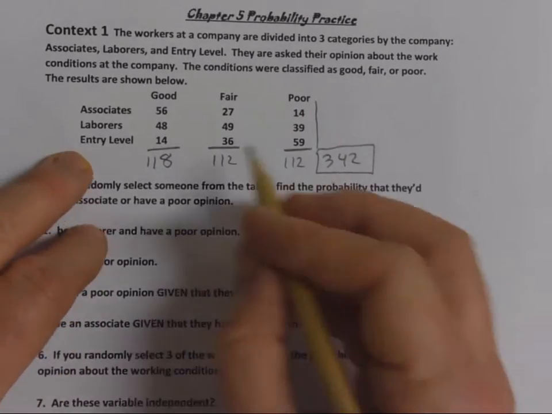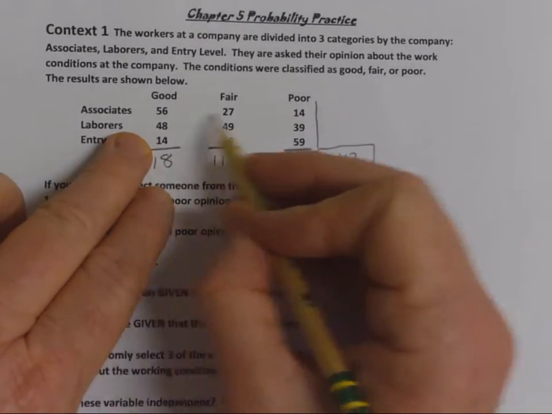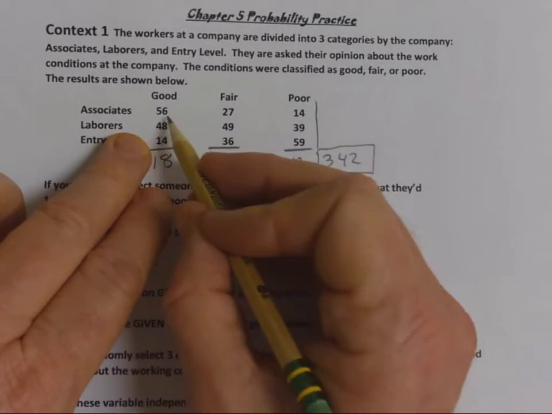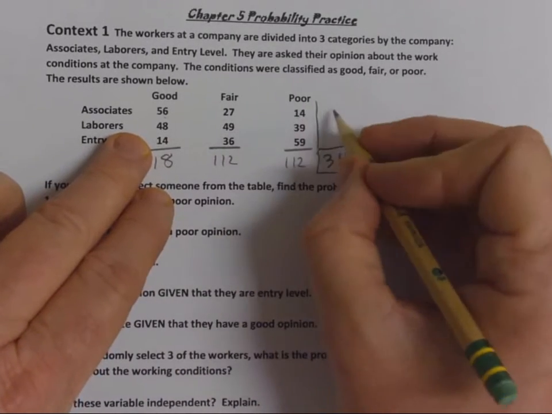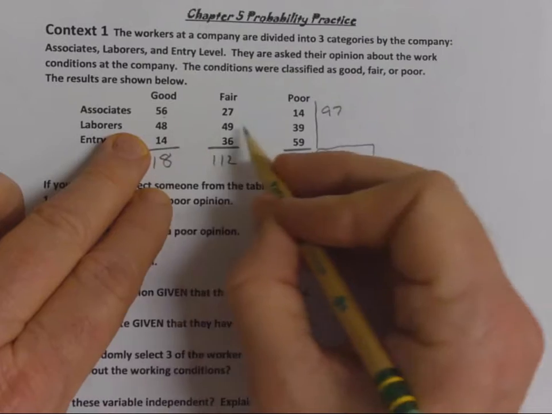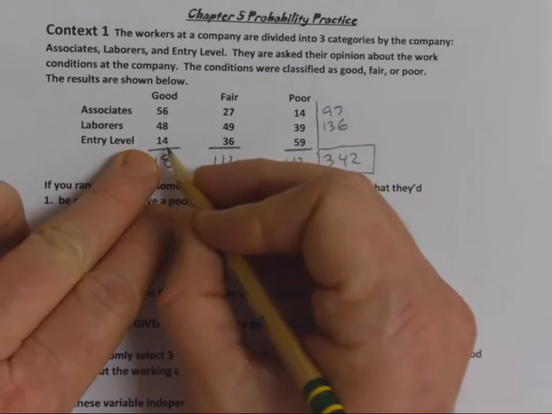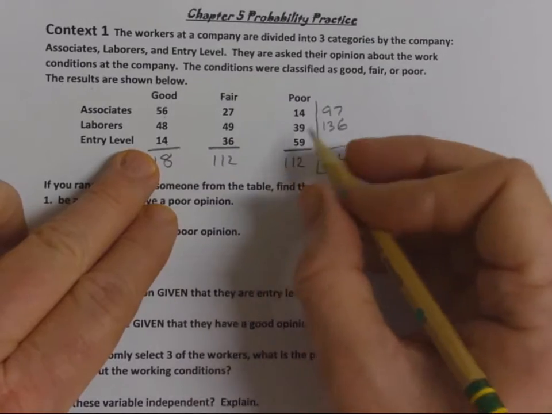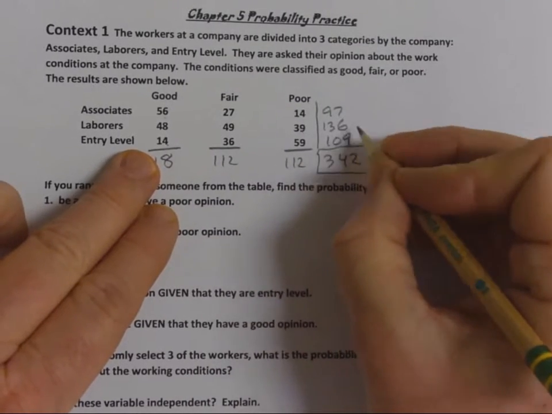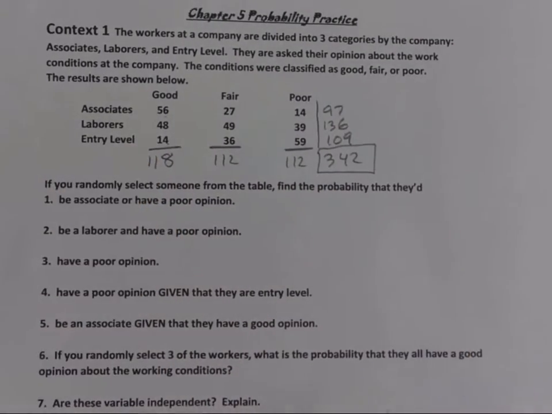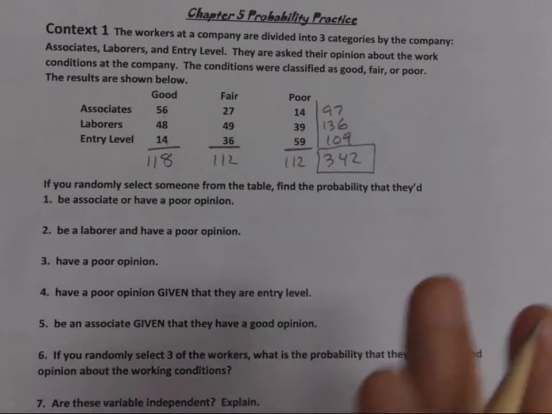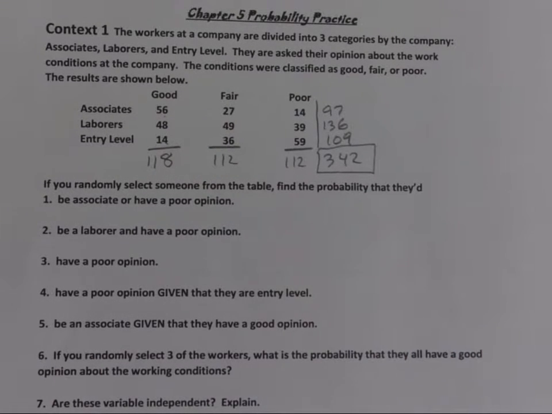And then we have, well, what is the total number of associates? These would be the row marginal distributions: 56 plus 27 plus 14, that's 97. And then 48 plus 49 plus 39, that's 136. And then 14 plus 36 plus 59, that's 109. And when you add up those three numbers, it also adds up to 342. And now we are going to use those numbers to answer whatever questions are being asked.